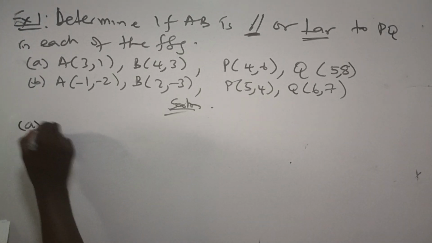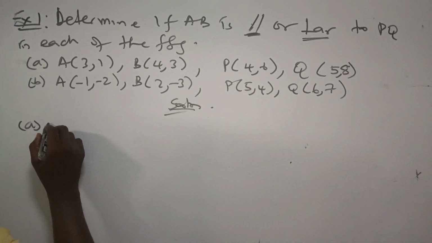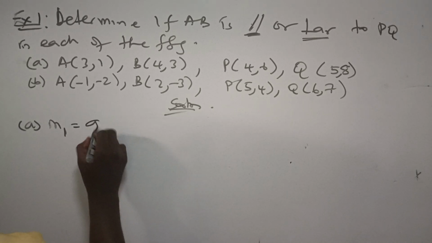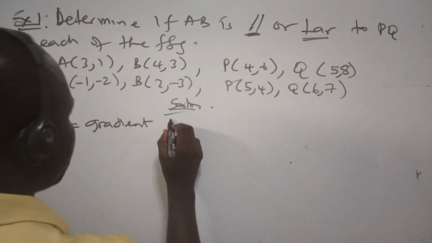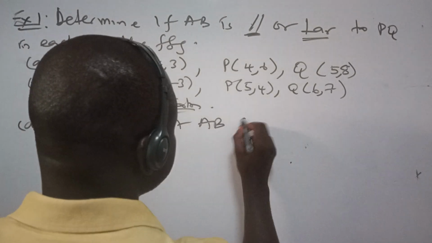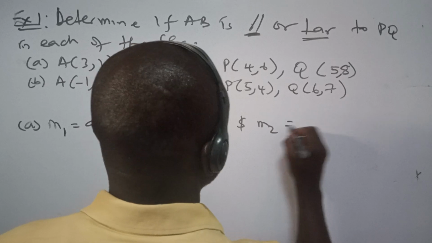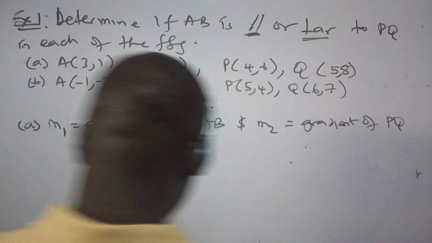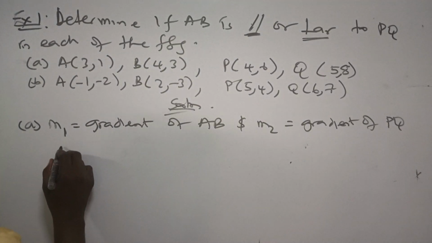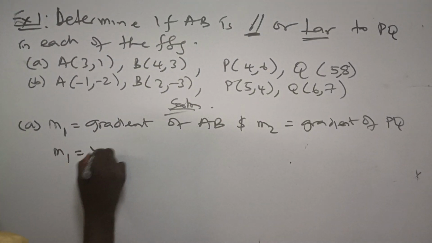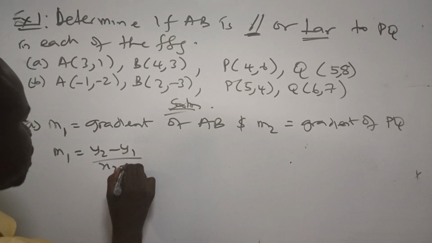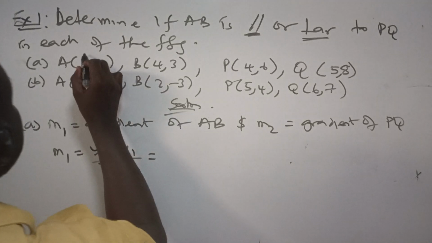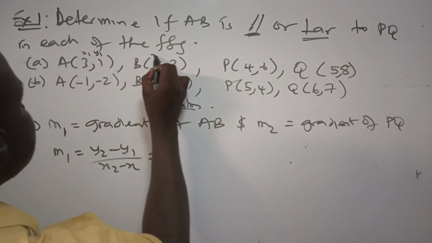We take the first one. We find the gradient. Let M1 represent the gradient of line AB, and M2 represent the gradient of line PQ. Okay, so we go ahead and find the gradient of line AB. M1 will be equal to Y2 minus Y1 all over X2 minus X1. That is the formula to find the gradient of a line. So this first one will be X1, Y1, X2, Y2.